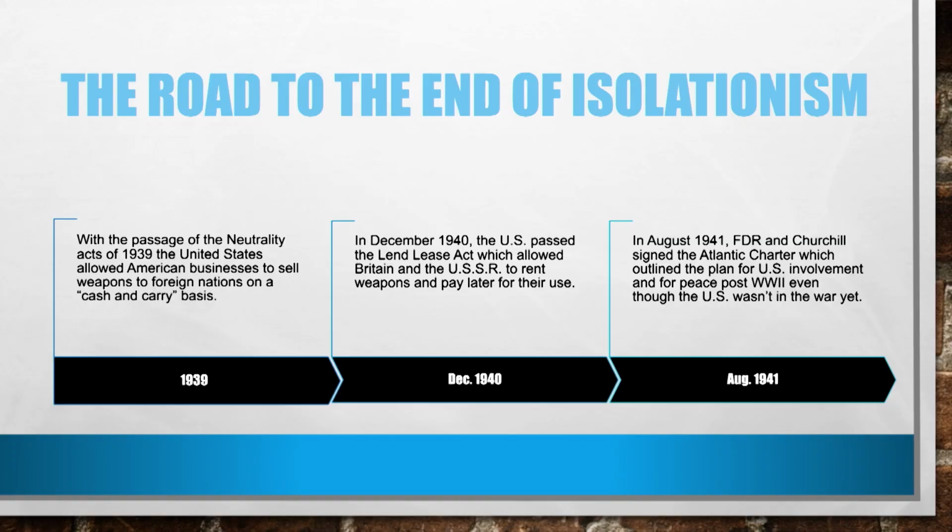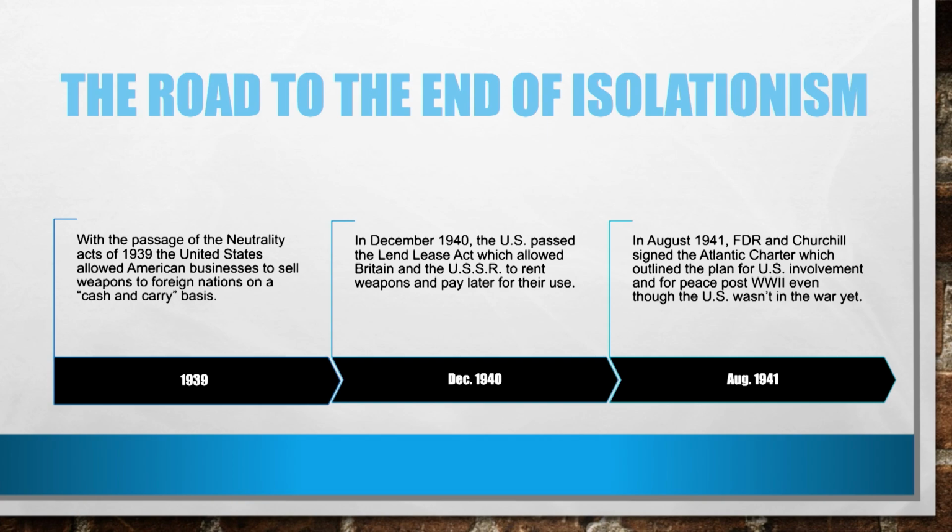The road to the end of isolationism. With the passage of the Neutrality Act of 1939, the United States allowed American businesses to sell weapons to foreign nations on a cash and carry basis. In December 1940, the U.S. passed the Lend-Lease Act, which allowed Britain and the USSR to rent weapons and pay later for their use. In August 1941, FDR and Churchill met in secret and signed the Atlantic Charter, which outlined the plan for U.S. involvement and peace post-World War II, even though the U.S. wasn't even in the war yet. So what you see is a transition from "nah, we ain't getting in it" to more and more United States involvement growing.